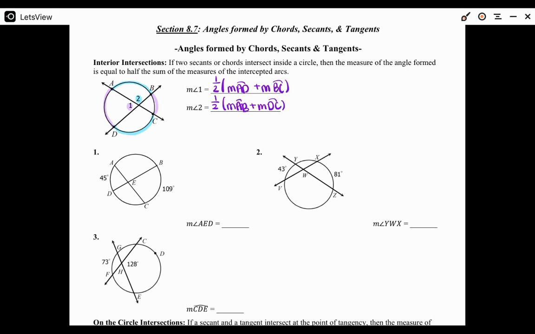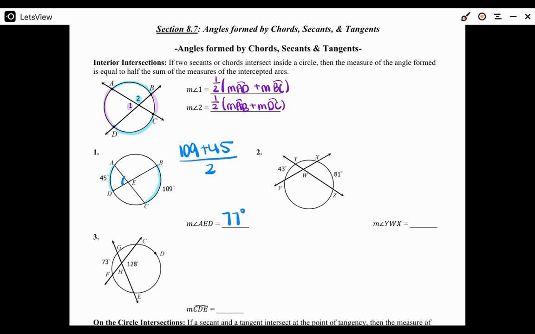So in number 1, we are looking at AED. That's this angle right here. So we're going to take our two arc measures, so AD and BC, add them together. So 109 plus 45, and then divide by 2. So add them together, divide by 2, we get 77 degrees.